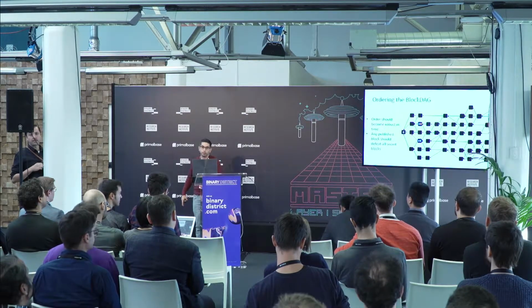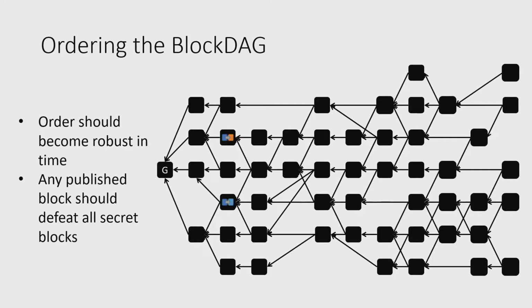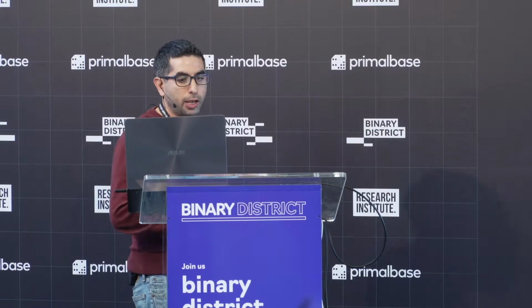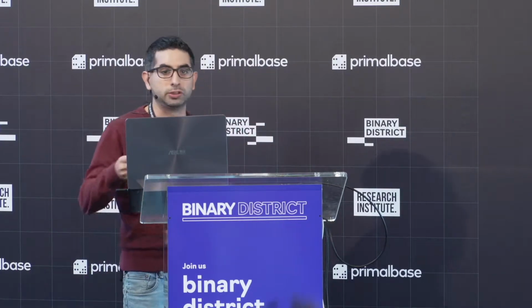And we also have some properties that we wish our consensus to follow. For example, we want the order to become robust in time. If now I say that the top transaction here is valid, as time goes on, I want to have more confidence that this transaction is valid. If I accepted a transaction as a merchant, I don't want to say after a few minutes, wait a minute, maybe the transaction is not valid anymore. And again, we want to punish any secret blocks, any blocks that may be part of an attack. We want them to be punished with high probability to incentivize nodes to follow the protocol.